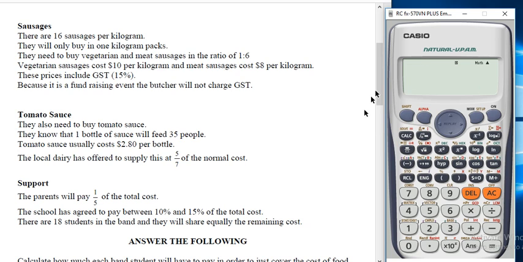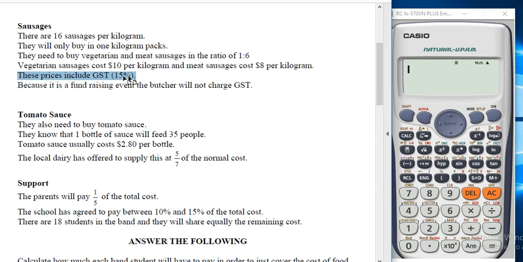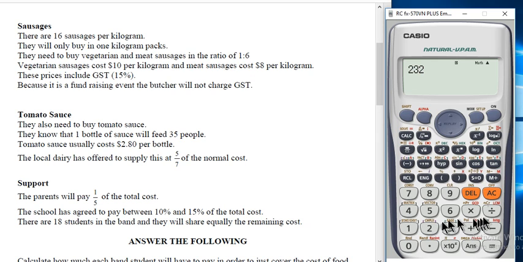Alright, now let's look at what we had. We've got over here, these prices include GST. Because it is a fundraising event, the butcher will not charge GST. So he's going to be nice to us and he's going to give us a discount. He's going to remove the GST from our cost. So whatever we were paying, that's $232, we've got to remove the GST from that. Okay, so we have $232 divided by 1.15 to remove the GST.